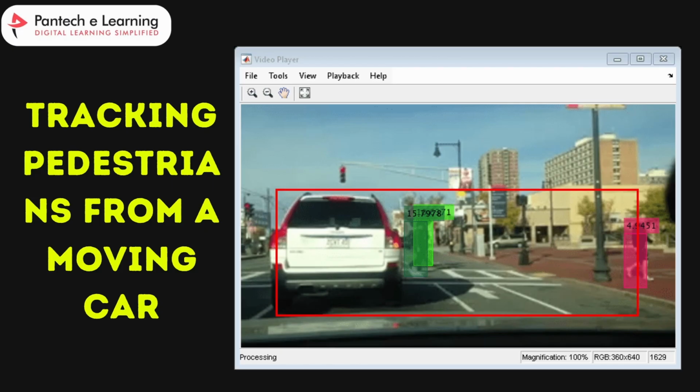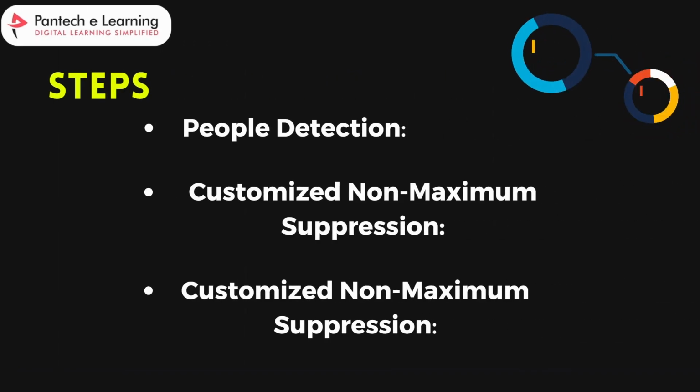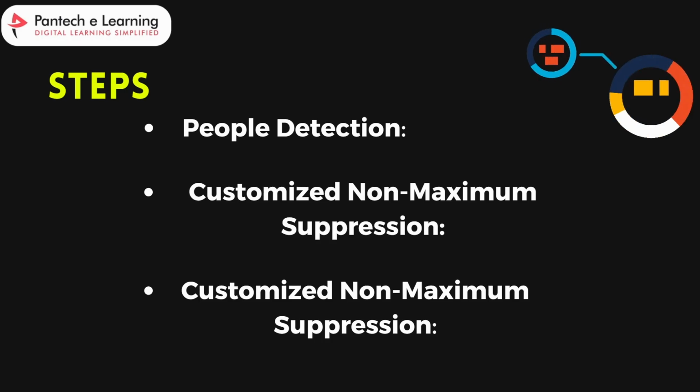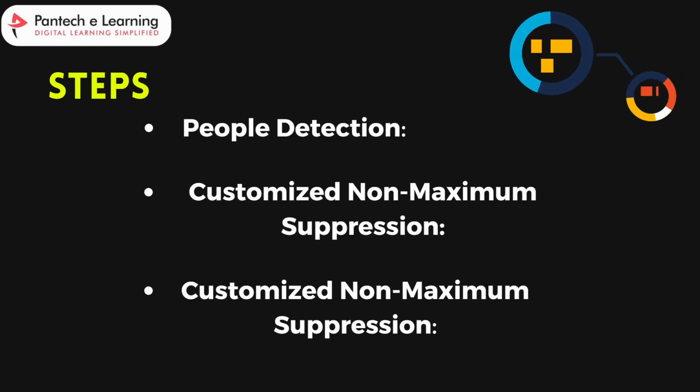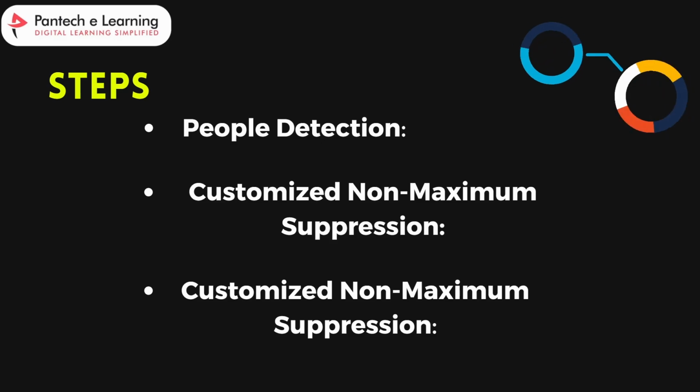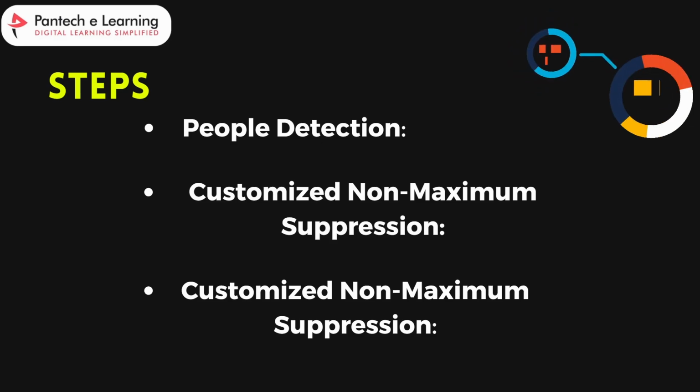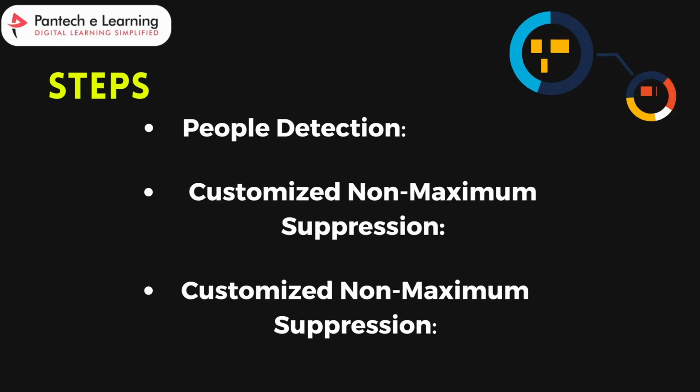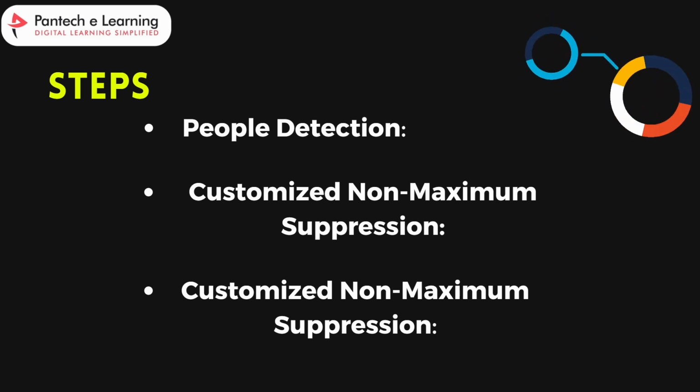For this, I'm going to open the MATLAB software. But before we get into that, first I'm going to tell you the process of this automatic detection and tracking of people from a moving car. So what are the steps we use? First, we have to detect the people. The first and main step is to detect the people in the video frames captured by the moving car's camera.